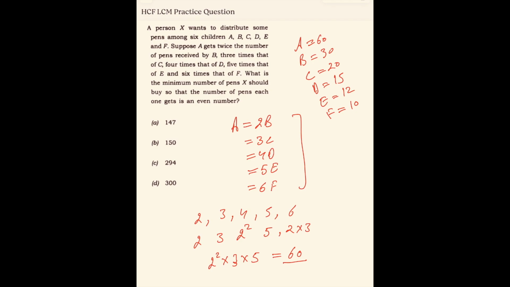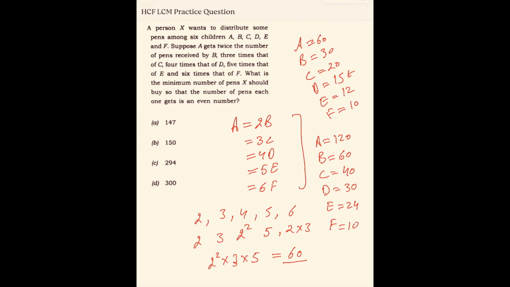Now if we add these numbers, we will get the total number of pens that he needs to have. What is the minimum number of pens X should buy so that the number of pens each one gets is an even number? Now each one should get an even number. Here we can see only one odd number. So to get it to even, we have to multiply it by 2. So A then will become 120, B will become 60, C will become 40, D will become 30, E will become 24 and F will become 10.